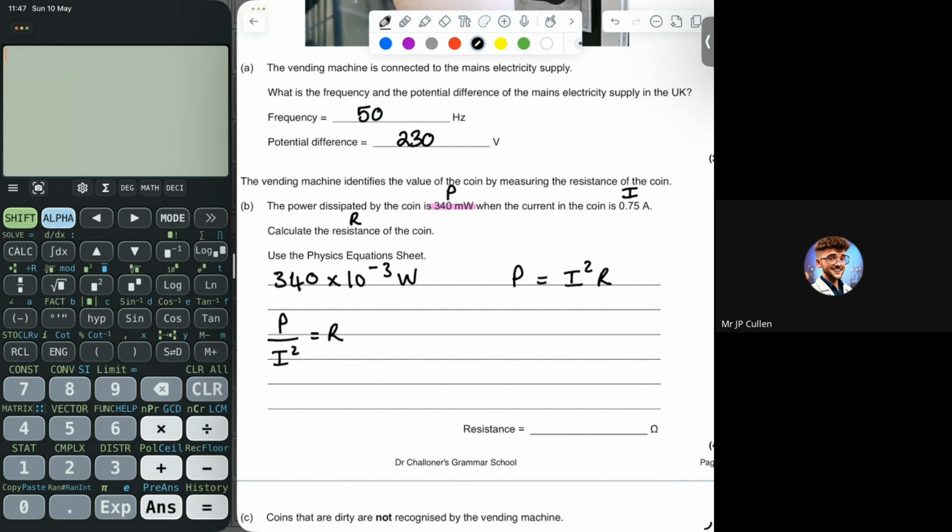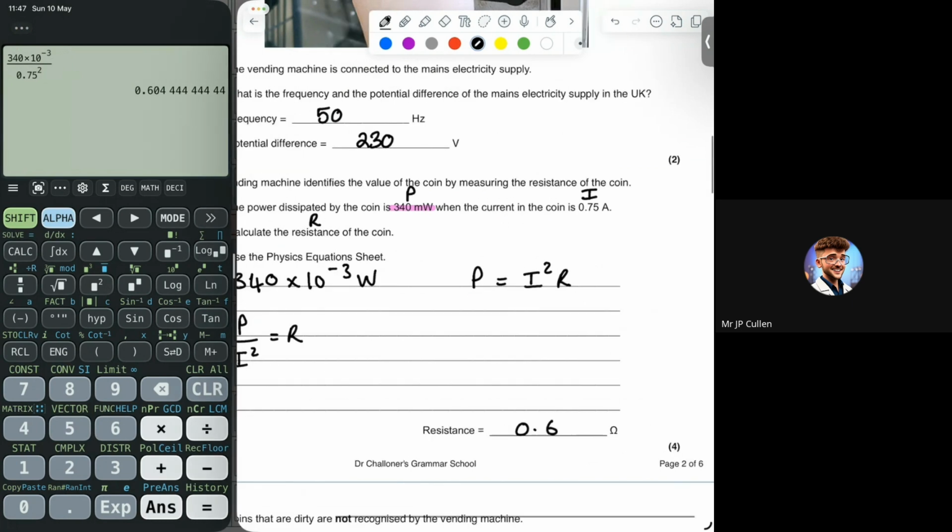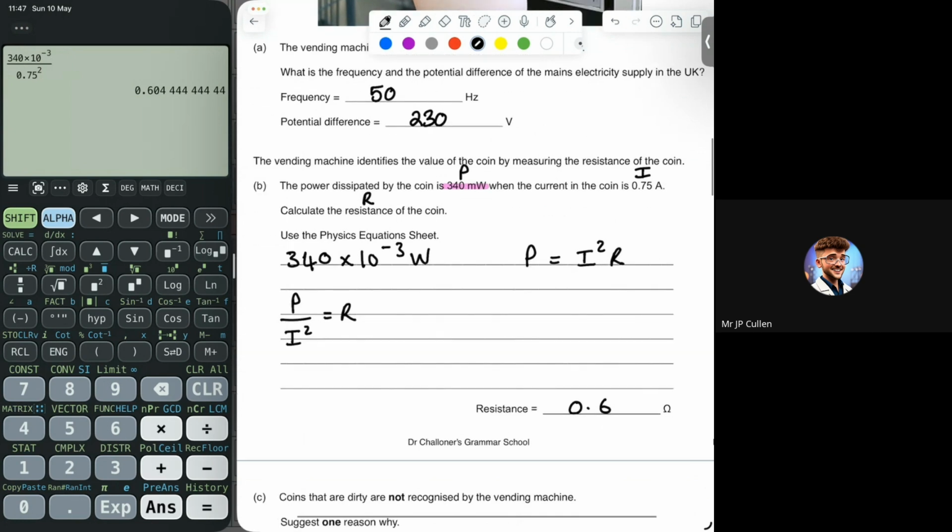So let's clear this on the calculator. We're going to go for P, 340 times 10 to the power of minus 3, over the current squared, which is 0.75. And that's 0.6. It doesn't say anything about significant figures, so I'm going to just leave it as 0.6 ohms, and that should get us 4 marks. 4 marks for that question, and it's not really too bad.